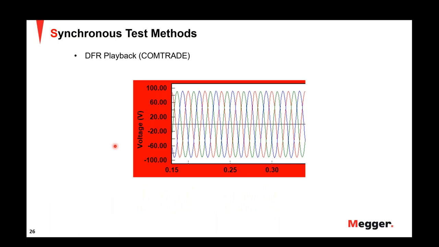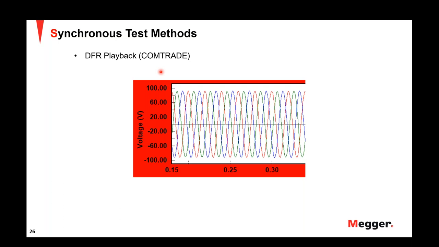The second test method is the DFR playback, which is also known as the COMTRADE playback method. COMTRADE stands for the common format for transient data exchange for power systems, right? And COMTRADE files usually store the oscillography data that is related to power system disturbances, right? DFR stands for digital fault recorder. Here you see an image of a COMTRADE playback file from the test software perspective. And these COMTRADE files are generated inside the relay anytime it detects a disturbance. If there is a fault or an event, COMTRADE files are generated.